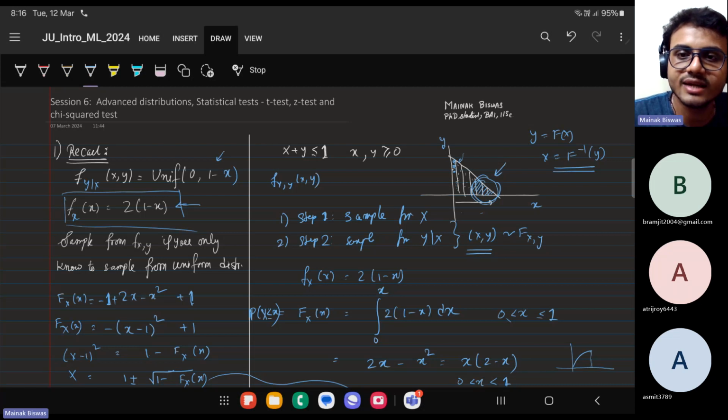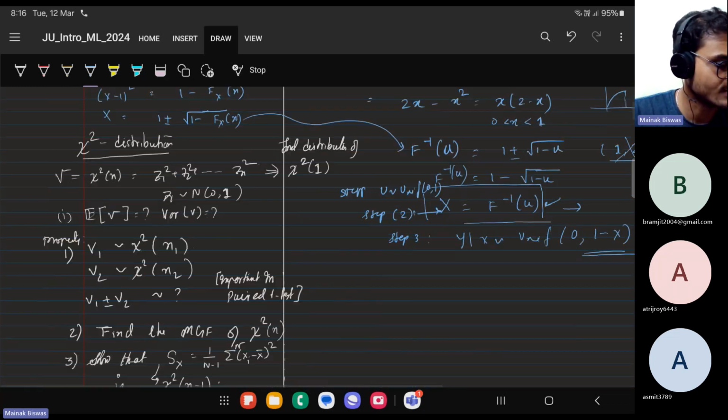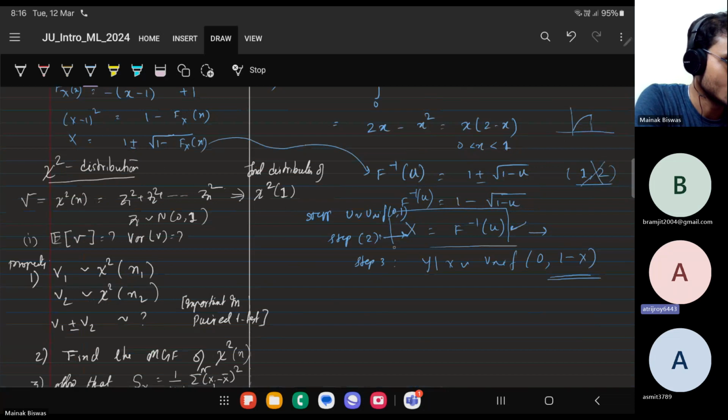What did we do? We showed that the distribution of the CDF is uniform, right? So in order to get the values from X, we just need to take the inverse of the CDF, plug in samples from uniform 0, 1, and you'll get samples from X. Yes, understood.